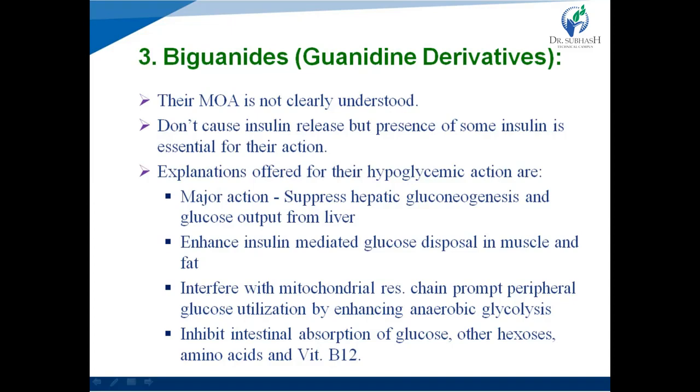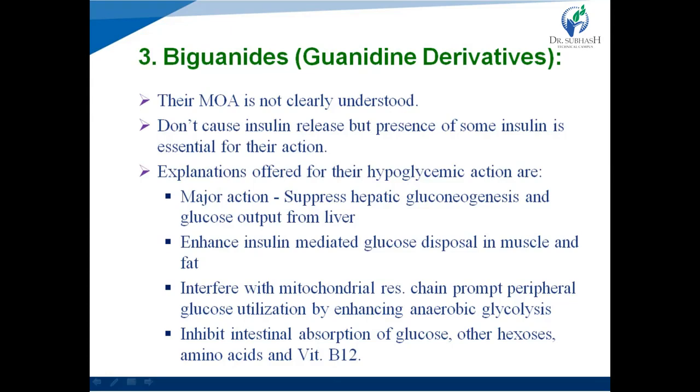Its major action is believed to be that it suppresses hepatic gluconeogenesis and glucose output from the liver. Gluconeogenesis means production of glucose from non-carbohydrates. It suppresses gluconeogenesis in the liver and glucose output from the liver. This is the major action believed to be the mechanism of action of biguanides.